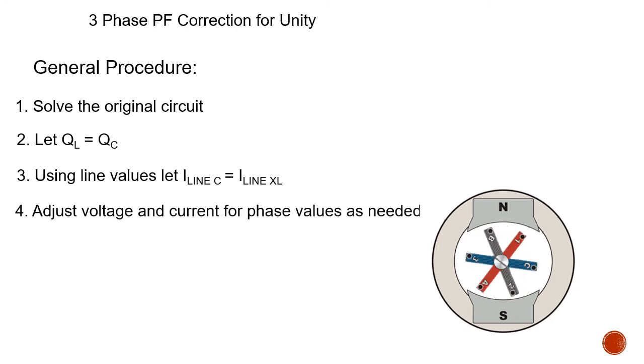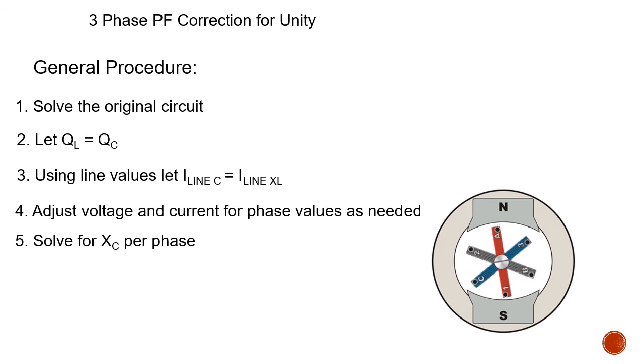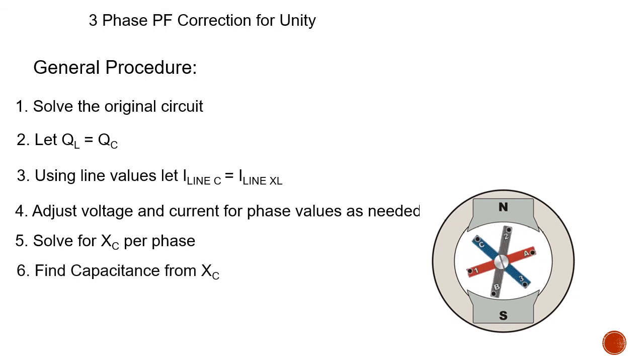Once you have that line current for your capacitive network, all you have to do is adjust either the voltage, if it's a Y, or the current, if it's a delta, in order to get your phase values as you need them. Now you can solve for your capacitive reactance per phase. Once you have that, you can find your capacitance from your capacitive reactance per phase.